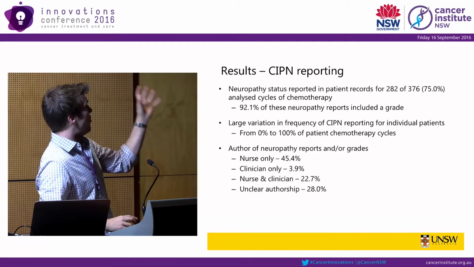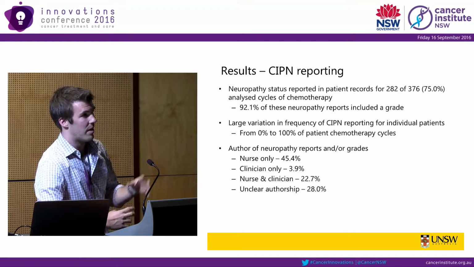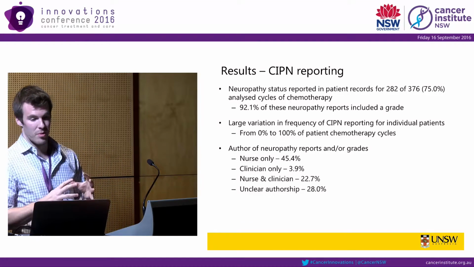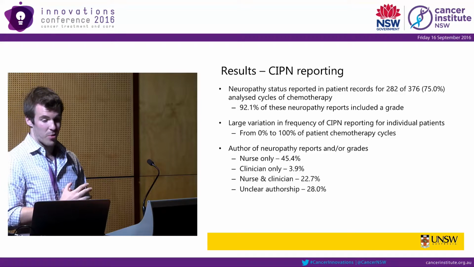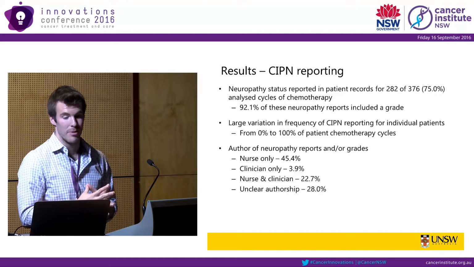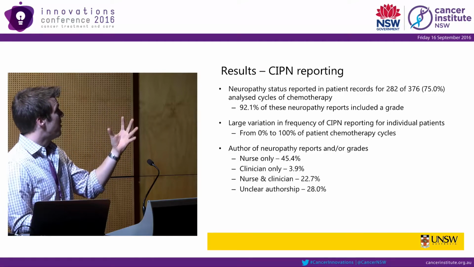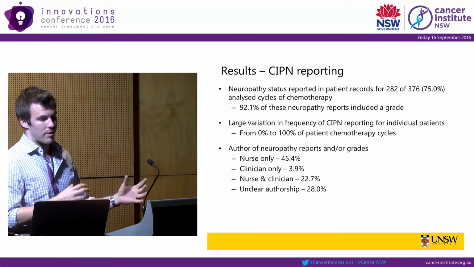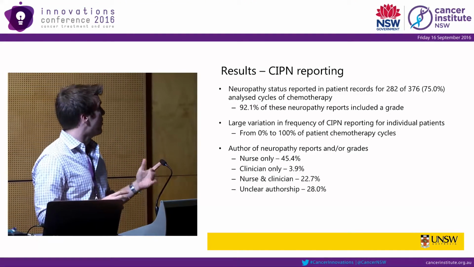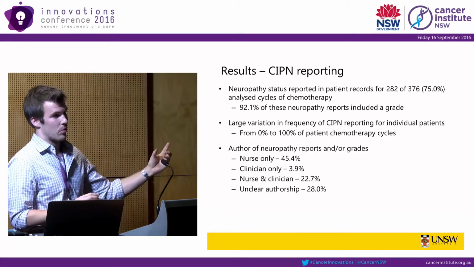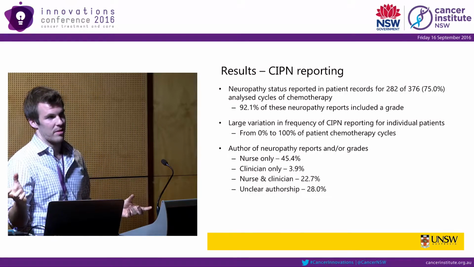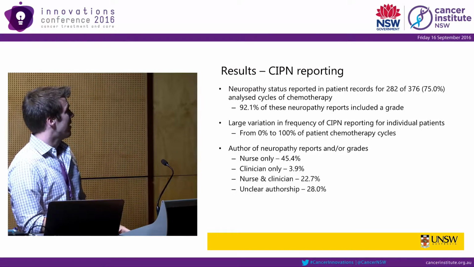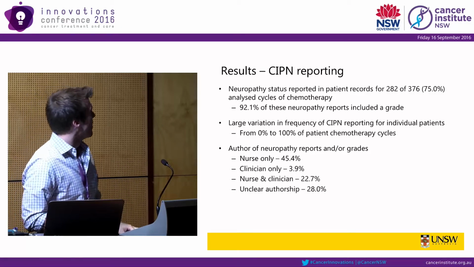And so finally, looking at the general CIPN reporting trends in the patient medical records. So now we're looking at across all chemotherapy cycles. So neuropathy status was reported in patient records for 75% of analyzed cycles of chemotherapy, and 92% of these reports included a grade for CIPN. That said, there was a large variation in the frequency of CIPN reporting for individual patients, ranging all the way from 0 cycles to 100% of patient chemotherapy cycles. There's still a large variation in how often CIPN gets reported on. Chemotherapy always gets reported.